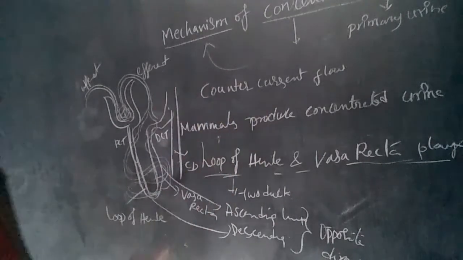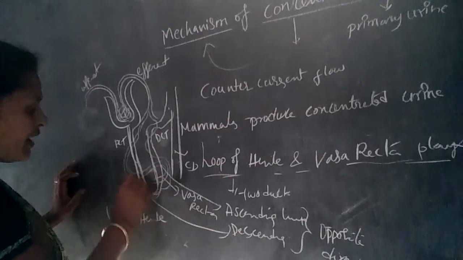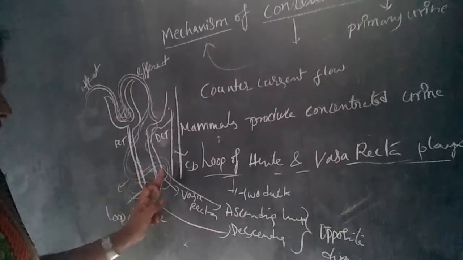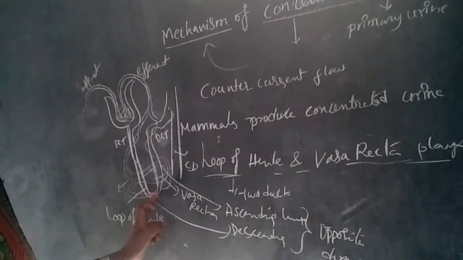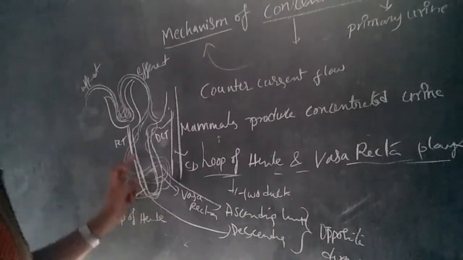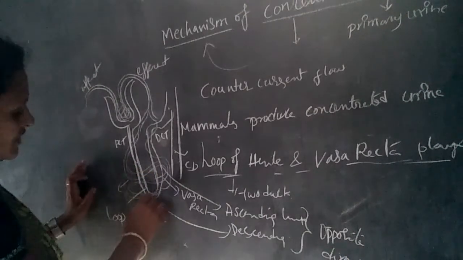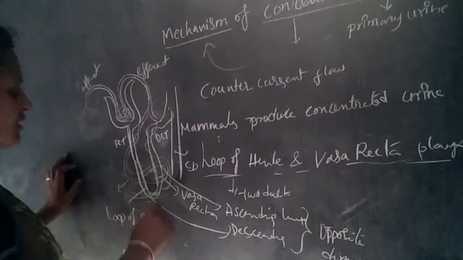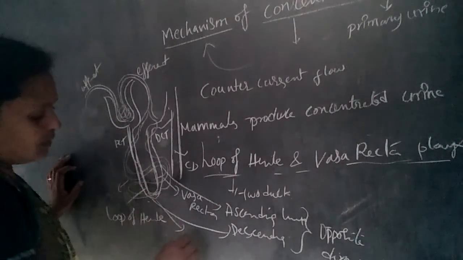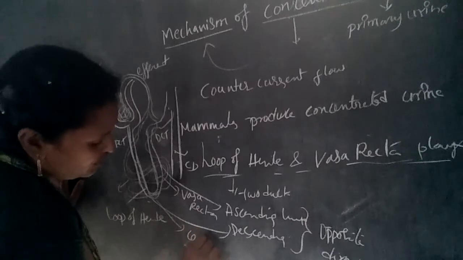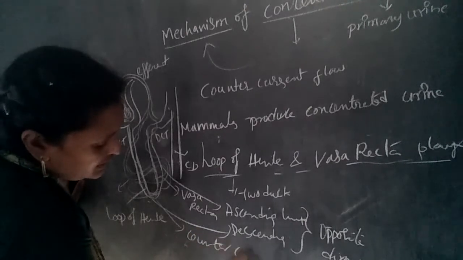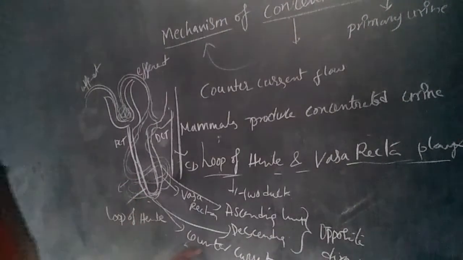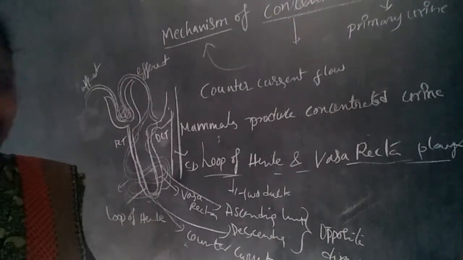Likewise, the vasa recta also has two limbs, an ascending limb and a descending limb, surrounding the loop of Henle. That is the vasa recta, and it also flows in opposite directions. So the vasa recta also plays a role in counter current flow.